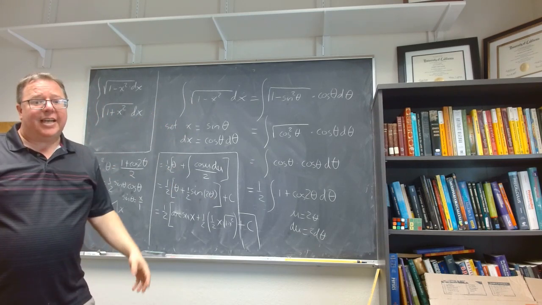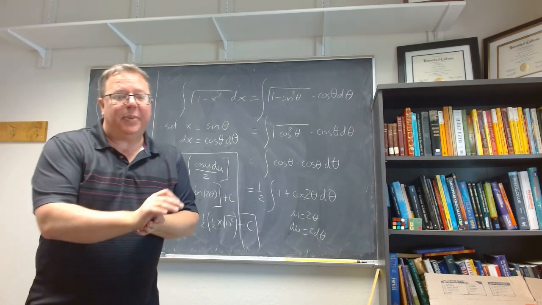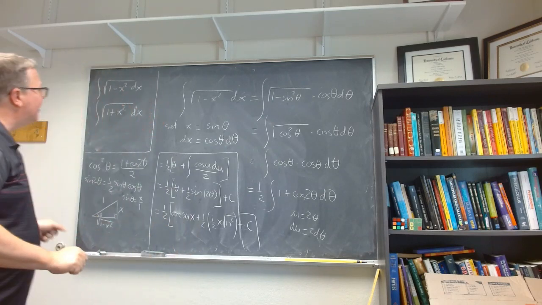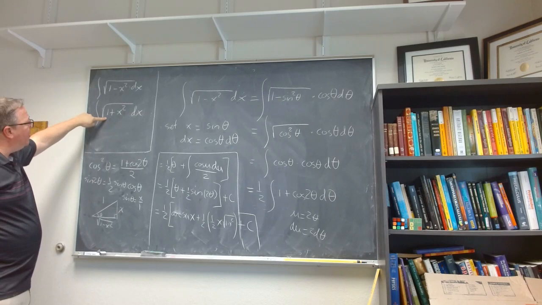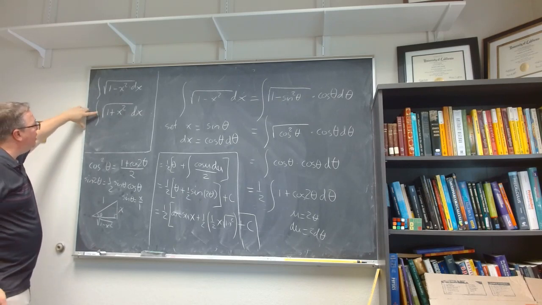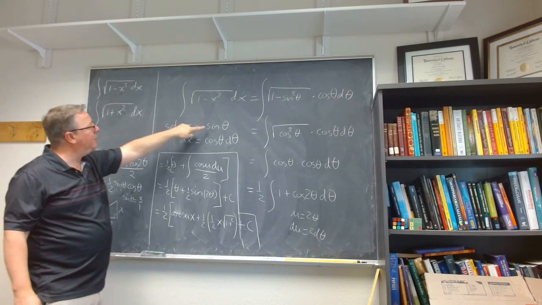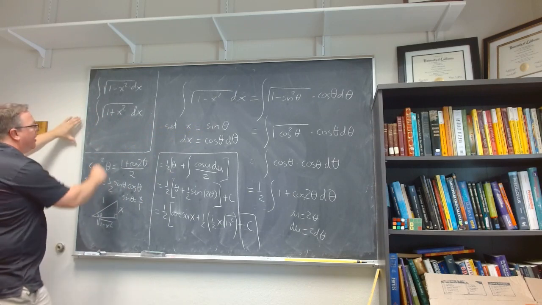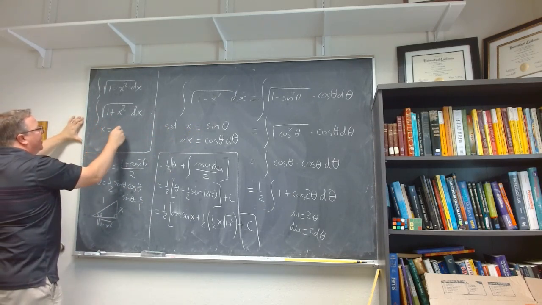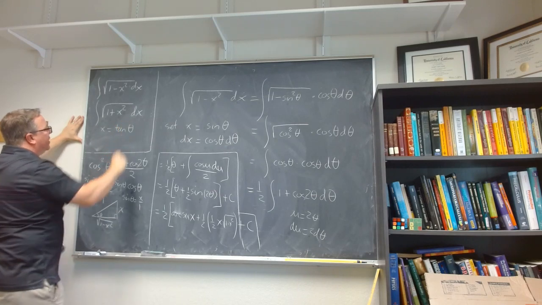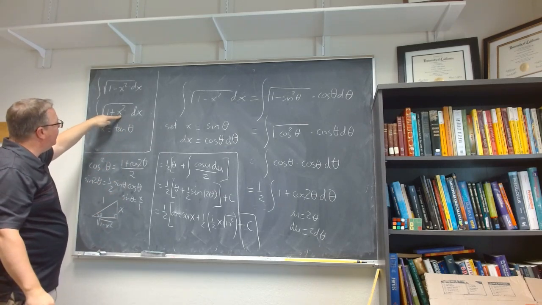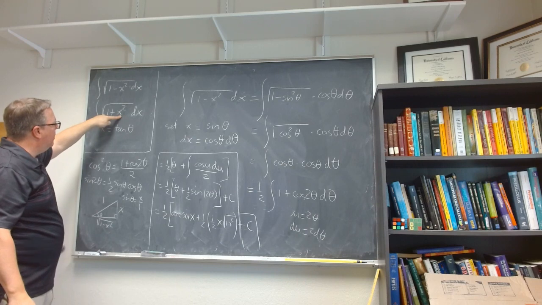Yeah, there's a lot of steps. These are a little bit tricky, but they're not that bad. So I would encourage you to try this one on your own. To do this one, instead of x equals sine of theta, you're going to need to set x equals tangent of theta, because 1 plus tangent squared is going to give you secant squared.